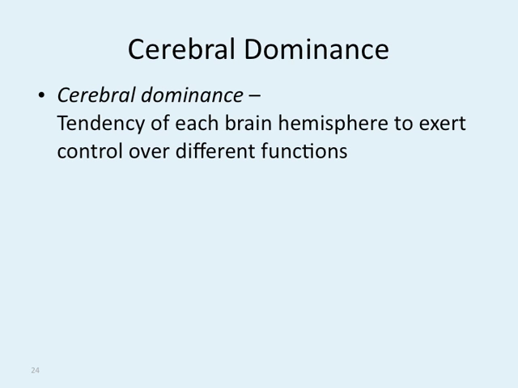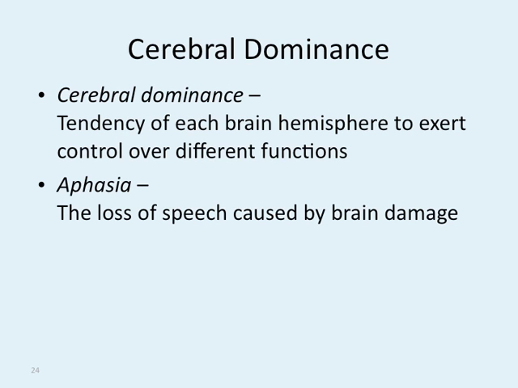Now, cerebral dominance is what makes us truly unique, truly powerful. It's our tendency of each brain's hemisphere to exert control over different functions. Our brain can't do everything all at once. That's why it has different regions which do different things.